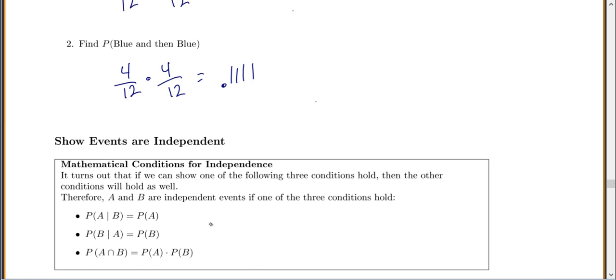Okay, sometimes I will ask you to show that events are independent. There are 3 different mathematical conditions that we can check, and if one of them holds, then all the others will hold. Okay? So if you want to check if they're independent, you can check any of these.